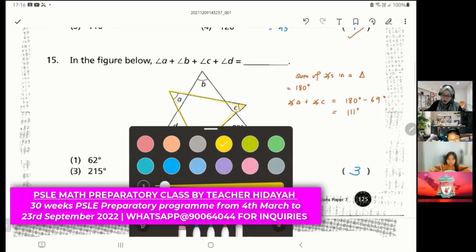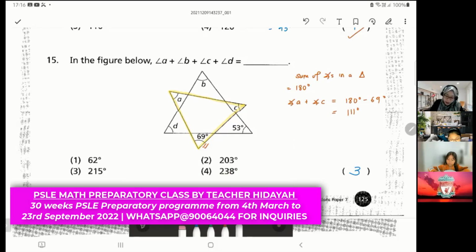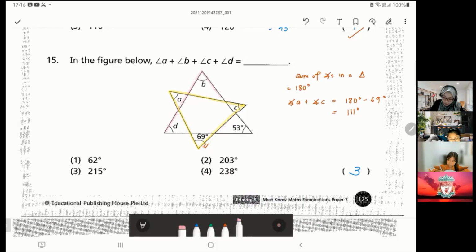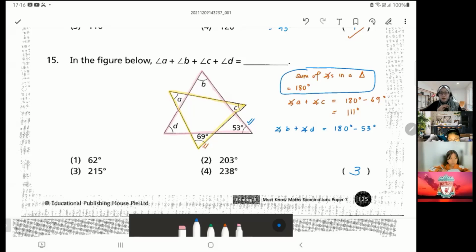Let's look at the next triangle, the one that I'm going to label in pink. Highlight in pink. Can you see this triangle? The same rule, right? It's a triangle, correct? So you find angle B plus angle D is equal to 180, take away the one that you know, minus 53, because the sum of angles in a triangle is always 180. So whenever you have a triangle, the three angles will always add up to 180, no matter what unknown you are given. So 180 minus 53, I get 127 degrees.